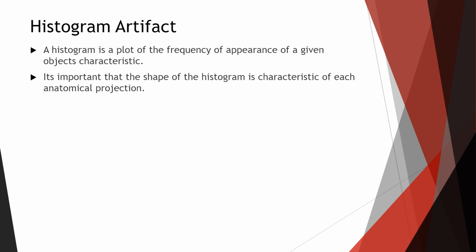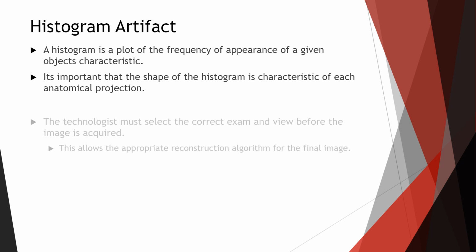Okay, and you can see where that error can come in when the software is trying to compensate for something that it's not expecting to be part of the image. Okay, and all that is based on the image being taken. Okay, there's a thing called a lookup table as well that it's going off of. So it's important that the shape of the histogram is characteristic to each anatomical projection, as we just said.